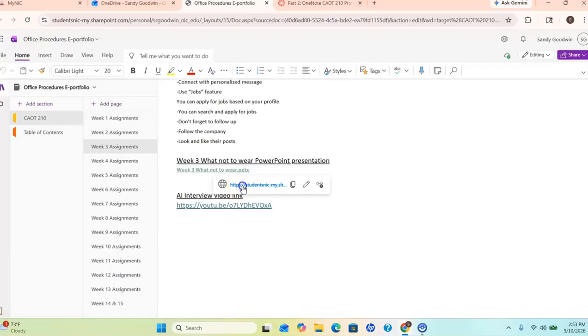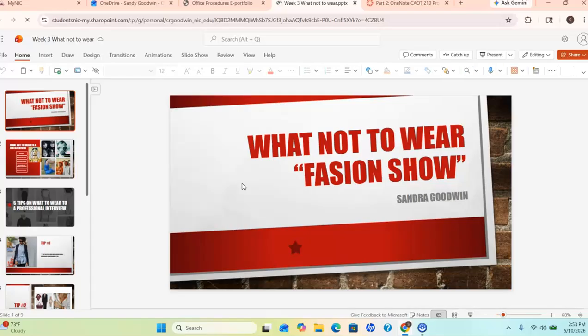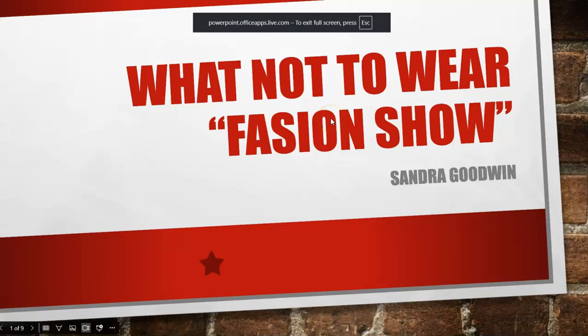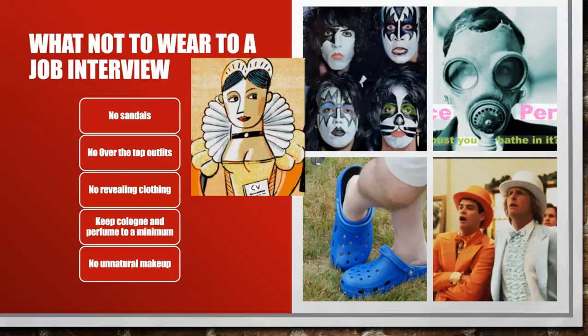This is another fun one that we did, the what not to wear slideshow. This one I really liked because it gave me the ability to be kind of creative. So this is what we don't want to wear. We don't want to wear sandals. There's our Crocs. Over the top outfits. There's our Dumb and Dumber. No revealing clothing. We see her right here. Cologne and perfume to a minimum. See our gas mask. And no unnatural makeup. So there's our Kiss band here.